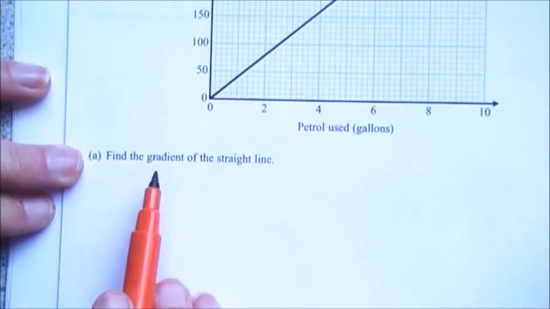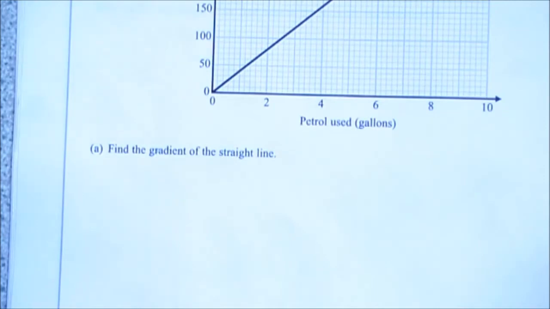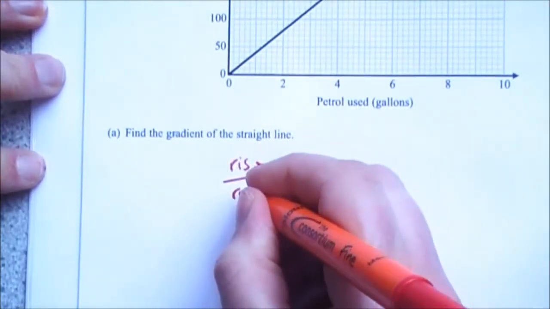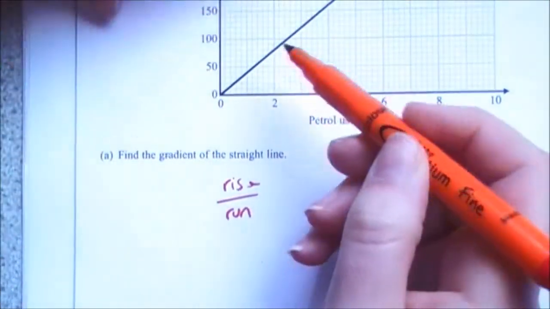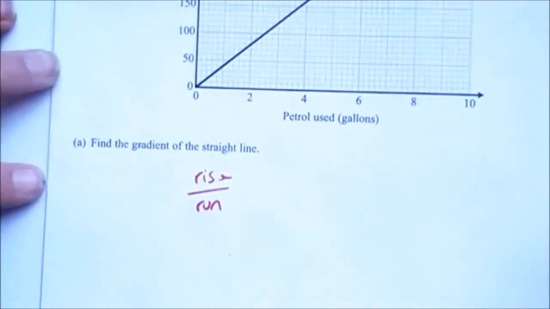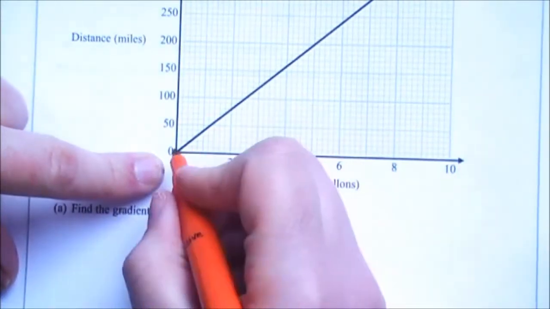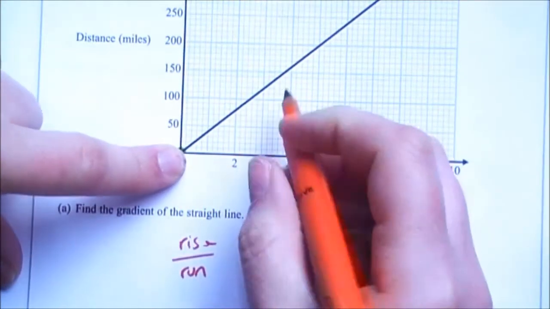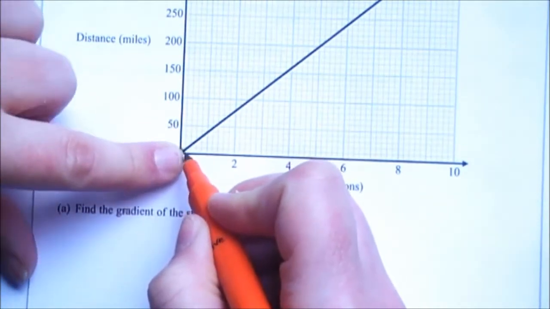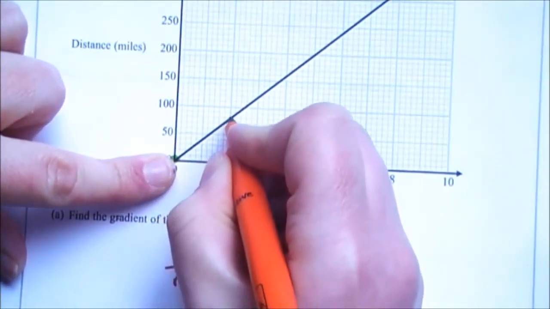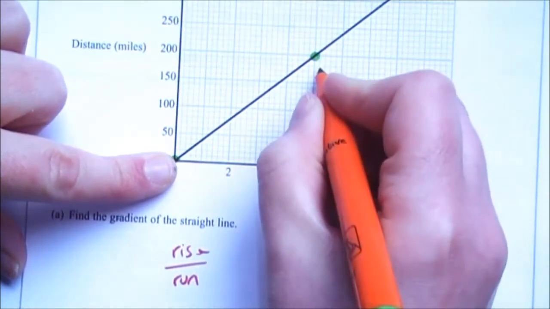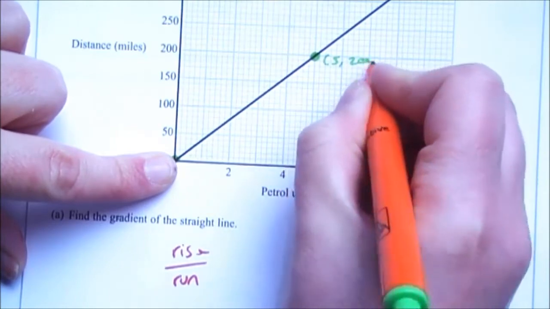Question A wants us to find the gradient of the straight line. Now the gradient is always calculated by the rise over the run. So that's the difference in the y-axis over the difference in the x-axis. In order to do this easily, my advice is to find 2 points where they cross over a major axis line. So that's the first one, 0, 0. And I'm going to look up here to where it crosses over quite a major point. And I've got one there, actually, which is 5, 200.